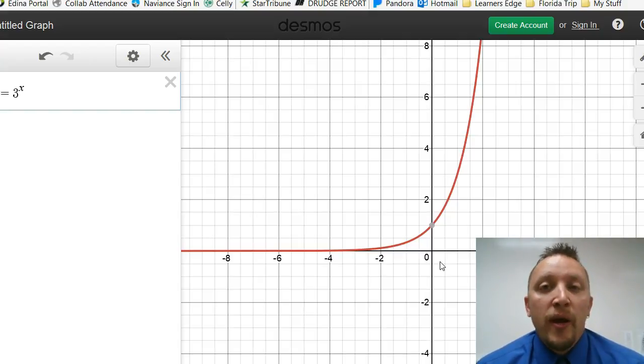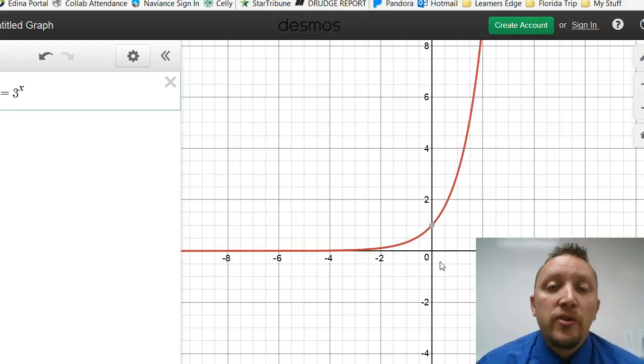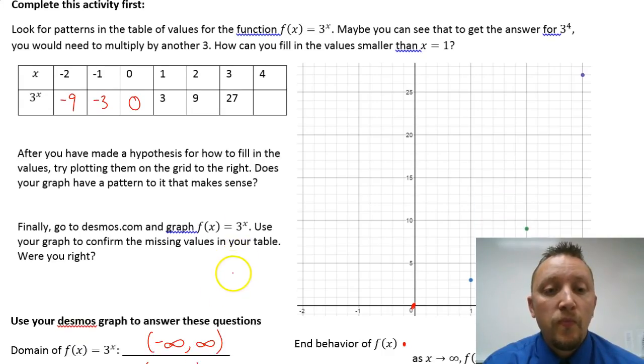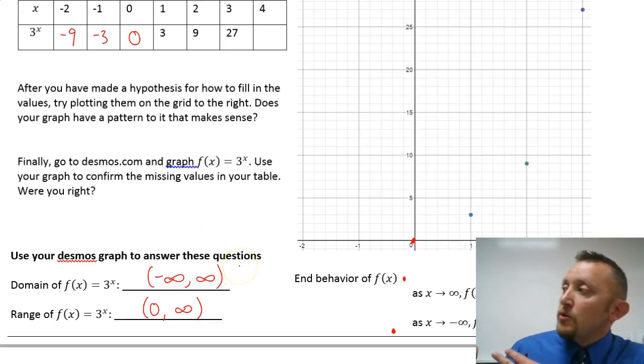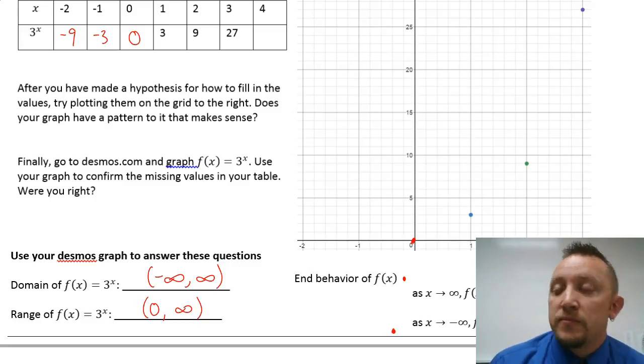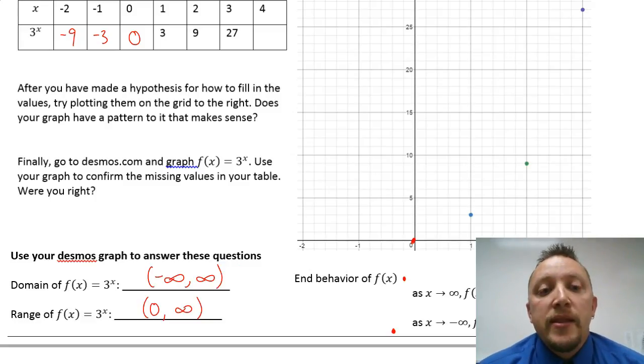So what does that mean for the range? Well, that means that it's going to start at 0 and go infinitely up, but 0 is not included. So let's look to see how you'd write that in that activity. So you can see over here to my left, the range would go from 0, but not included, and go up to positive infinity.